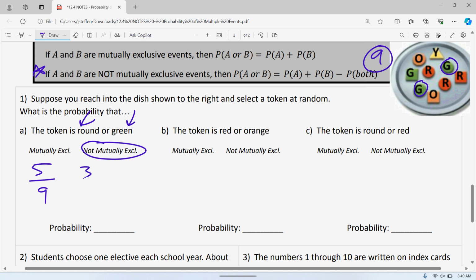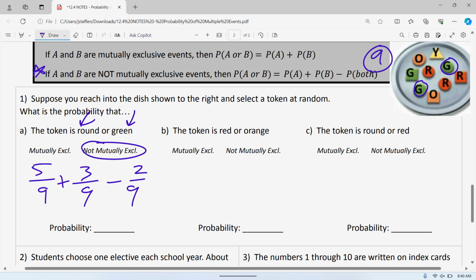So we would add there, but we have to subtract. Now this is the hard part, though I don't think it's that bad. You just have to make sure you think about it, and you have to get used to it, get practice with it. What's the probability of both happening? One that is both round and green. Well, I circled the overlap earlier when I was talking about exclusive or not. I circled the two that are both green and round. There are only 2 of them out of the 9 total. That's the formula you use.